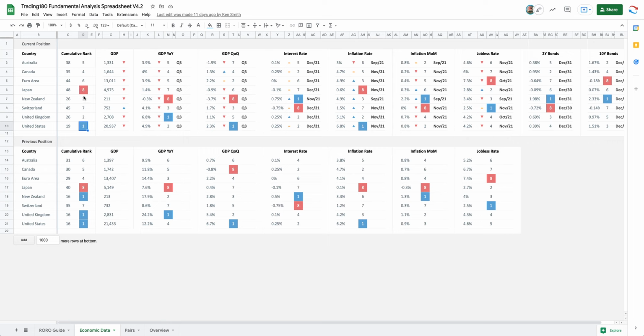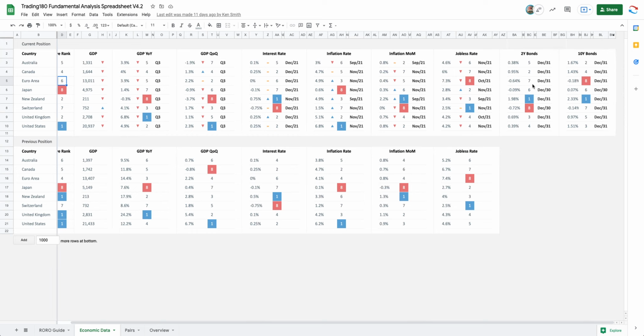So for example, 6s, 7s and 8s: 8 is Japan, 7 is Switzerland, number 6 is Europe. So you want to trade 1s, 2s and 3s versus 6s, 7s and 8s, basically looking for divergences. We're looking for the biggest divergences. So again, we use GDP year on year, quarter on quarter, interest rates, inflation rates, jobless rate, 2-year and 10-year bonds.